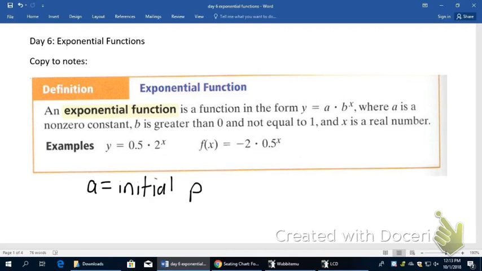And b is going to be known as our growth or decay factor. It's also always a non-zero number, but it's also not 1. So it has to be something other than 0 or 1. Also, b will be positive for everything we see.